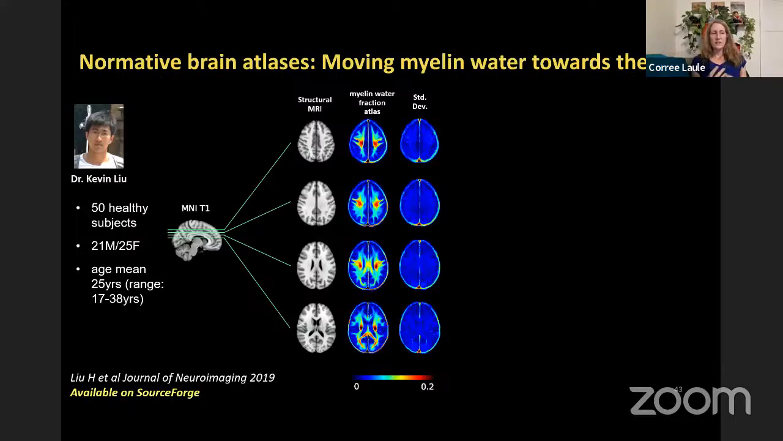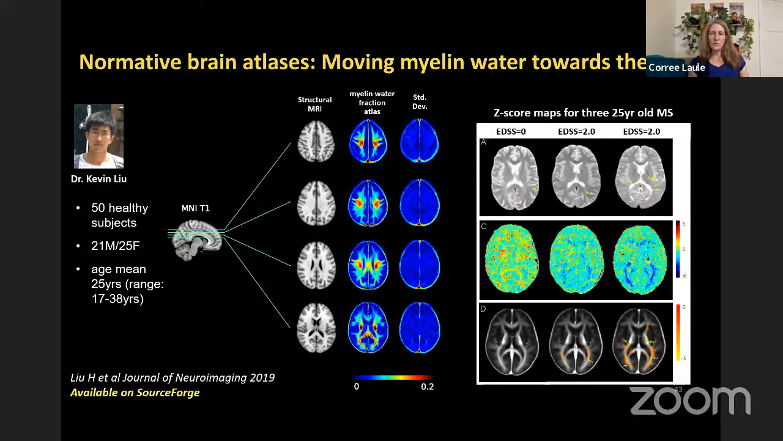But the challenge is that this quantitative data can be quite noisy. So how do you move things to a single subject level? One way that we think might be possible is through using normative brain atlases. This was work done by my former PhD student Kevin. He created a fairly small 50-person healthy subject atlas for brain myelin water, and this is freely available on SourceForge for anybody to download and use as they wish.